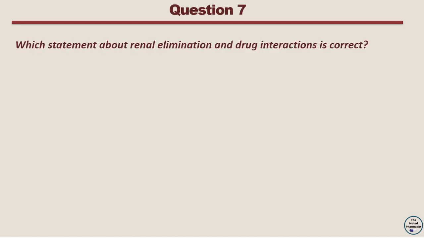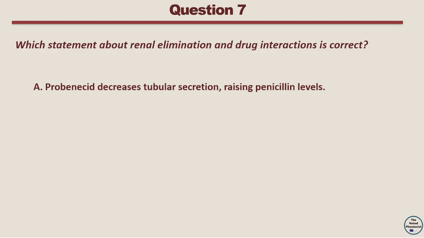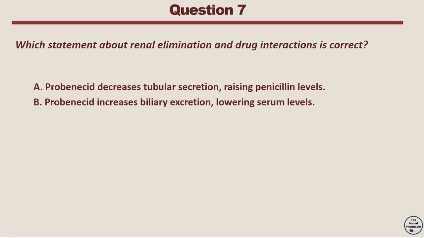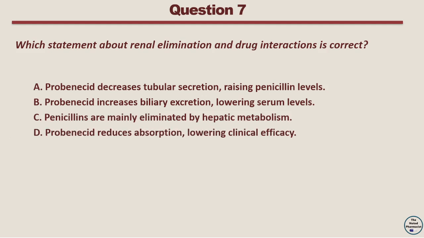Question 7. Which statement about renal elimination and drug interactions is correct? Option A. Probenecid decreases tubular secretion, raising penicillin levels. Option B. Probenecid increases biliary excretion, lowering serum levels. Option C. Penicillins are mainly eliminated by hepatic metabolism. Option D. Probenecid reduces absorption, lowering clinical efficacy. Option E. Penicillins inhibit CYP3A4, raising warfarin levels.